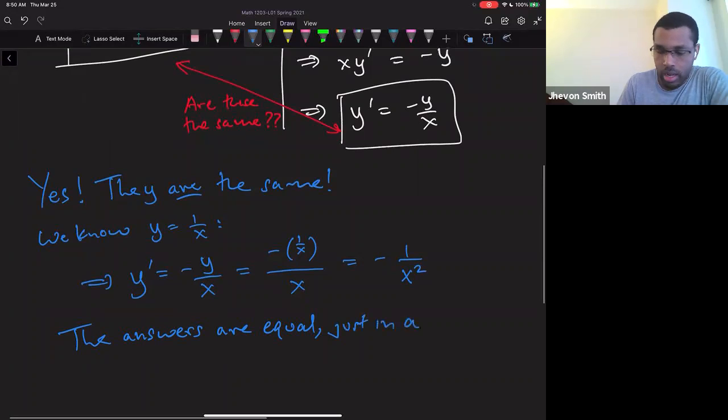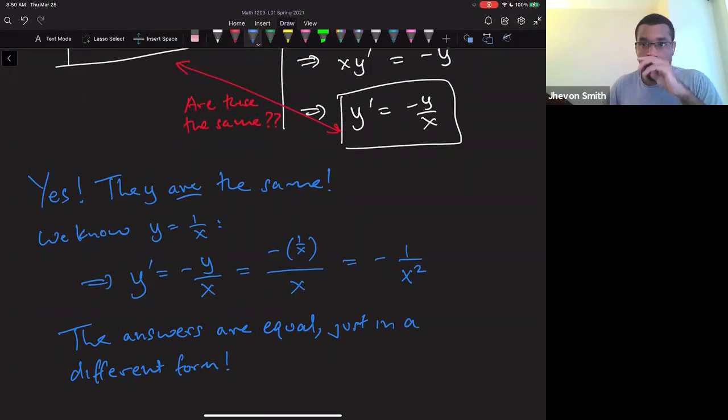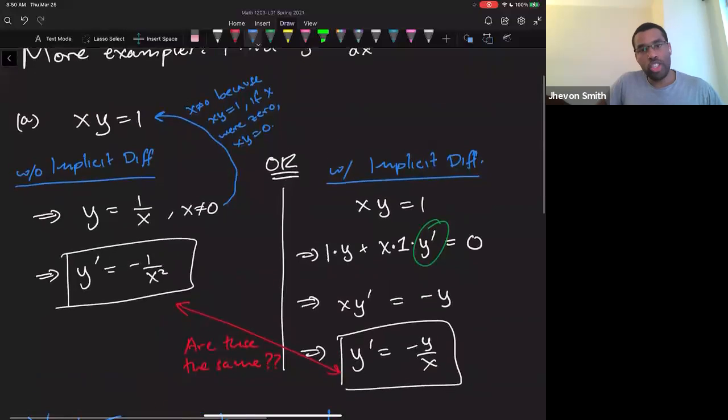Just in a different form. One involved the y being a part of the answer and one didn't, but they're actually the same. They're equal answers, okay? So we could have done this two ways, and the implicit differentiation way seems more difficult here. Also seems like, well, what's the point if I could have just solved for y?